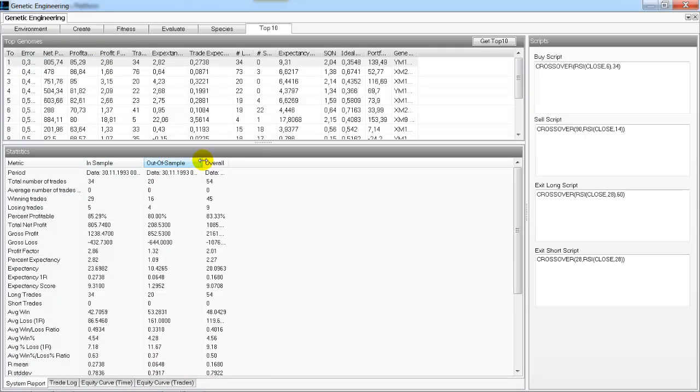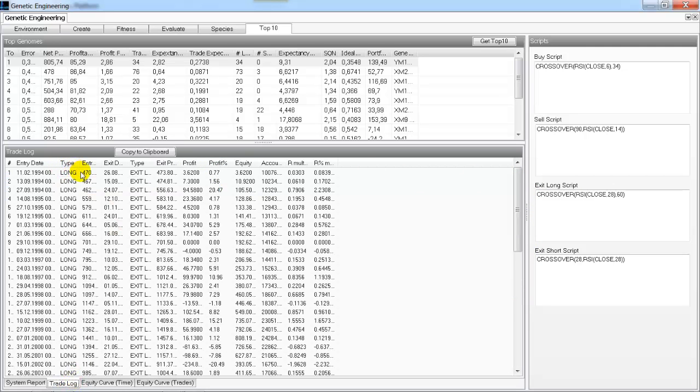So you have all statistic data at hand, like the period, the number of trades, and you can compare in-sample statistics like percent profitable with the out-of-sample statistic and the overall statistics. So you get all systems data you need to work on and compare it. You even have the complete trade log, so you have all trades at hand. So you can copy the trades to your Excel spreadsheet and even analyze.